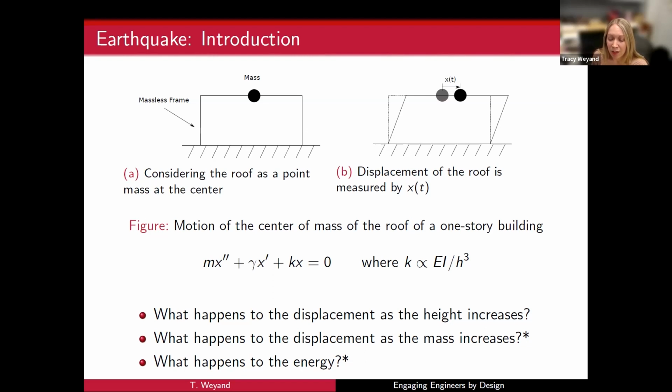For example, what do you think is going to happen to that movement of the building if the height is increased and there's a slight vibration? What do you think is going to happen to the movement of the building if there's a slight vibration and the mass is larger? And what do you think is going to happen to the energy when the roof is moving? The last 2 questions are really interesting because the answer actually is that it depends. The answer depends on if we are considering damping in our model or not.